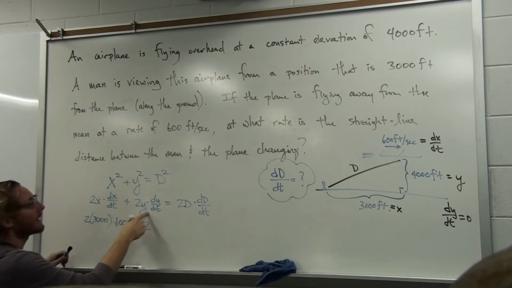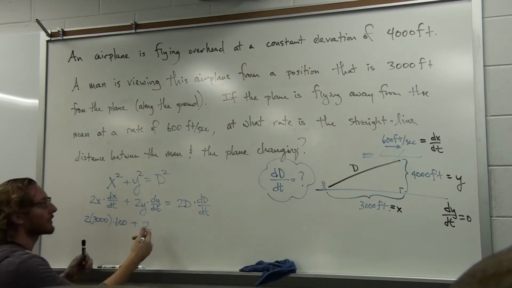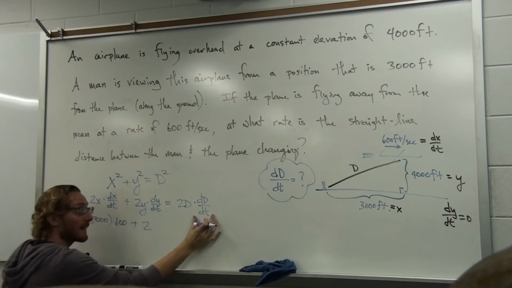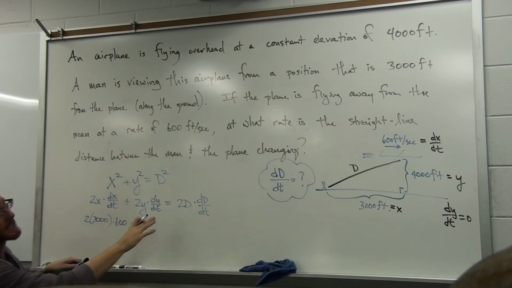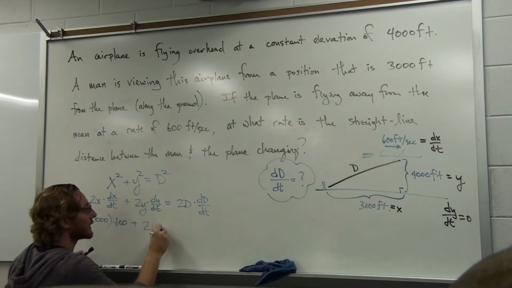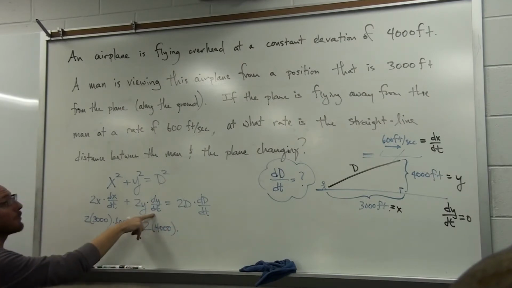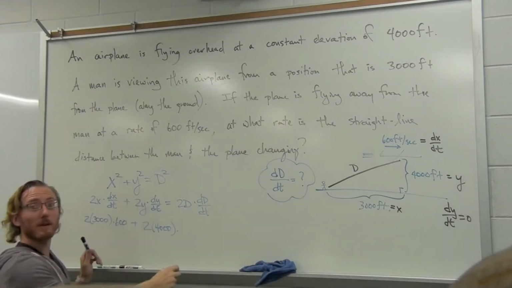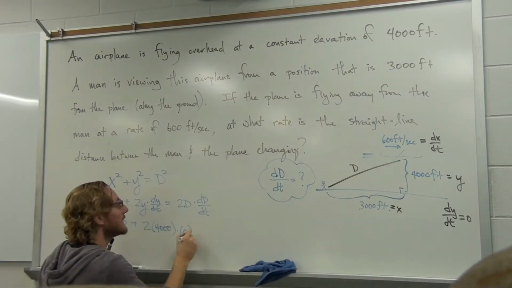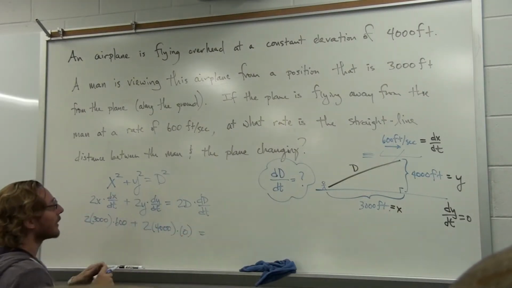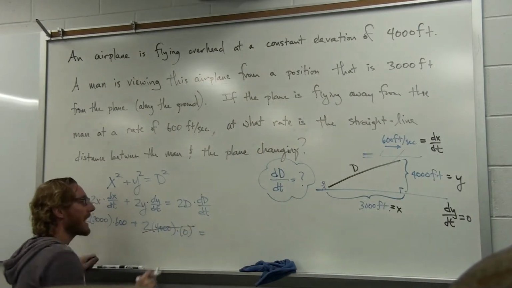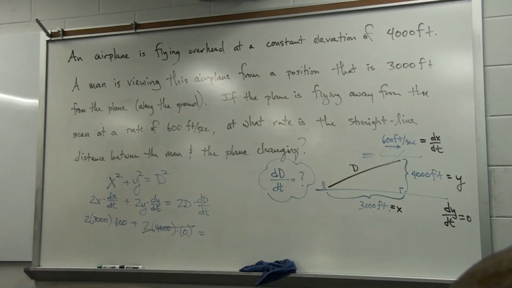What about the y? Because we need y in order for dd dt to be the only thing left as a letter. We know what y is, because y was the height, and the height of the plane was 4,000. We also know what dy over dt is, because dy over dt isn't changing. So dy over dt is 0, and because of that, that whole expression is going to drop out, because 2 times 4,000 times 0 is just 0.